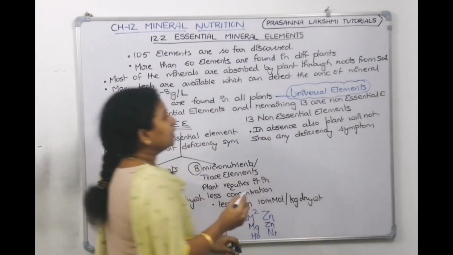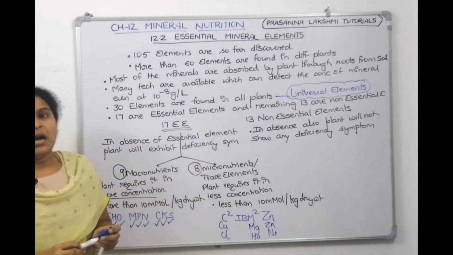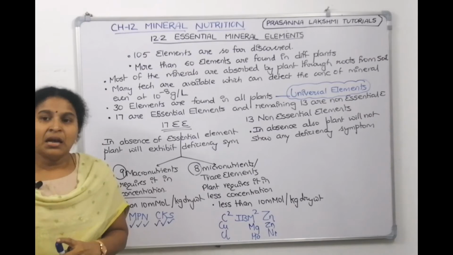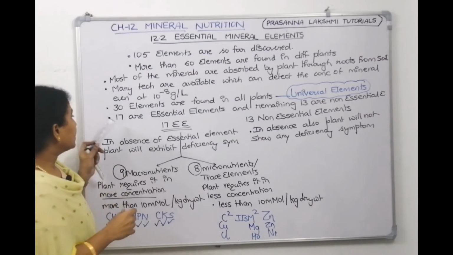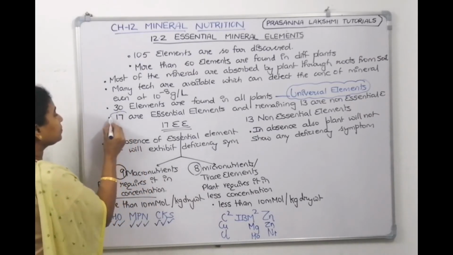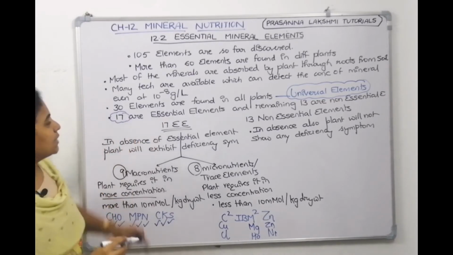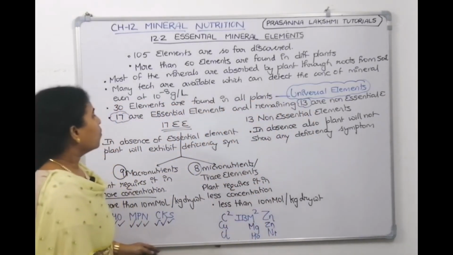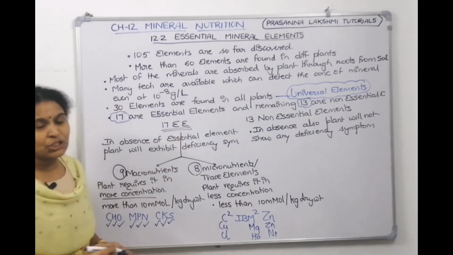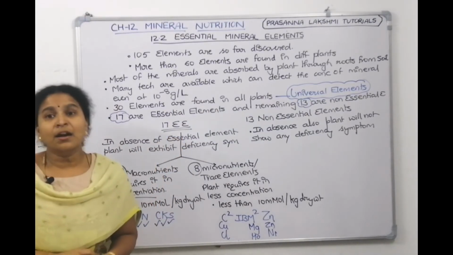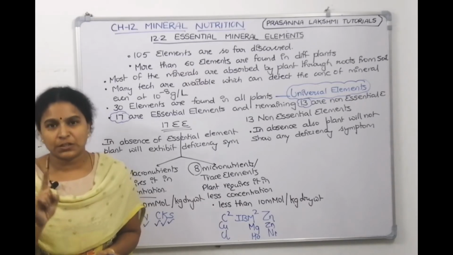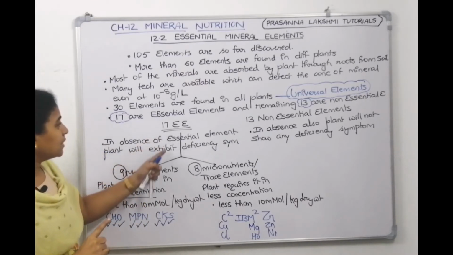What are they called? They are called universal elements. Out of these 30 elements, how many are essential? How many are non-essential? 17, right? 17 are essential and the remaining 13 are non-essential. What do you mean by essential? It means it is required for growth and development. If you don't give it, the plant will show deficiency. That is called an essential element.